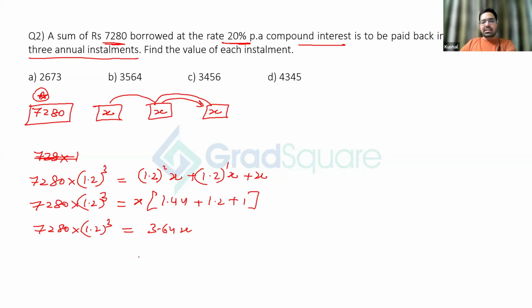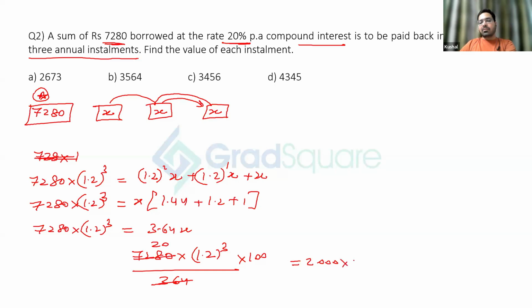Now, in your CAT examination, you will have your calculators with you. You can perform such a calculation over your calculator. That is not a problem. 364, and I've taken 100 in the numerator. 364 into 2 is 728. So this is going to be 2000 into 1.2 whole cube. This is the value that you are going to get, and that will come down to 3456. I hope we all are clear.